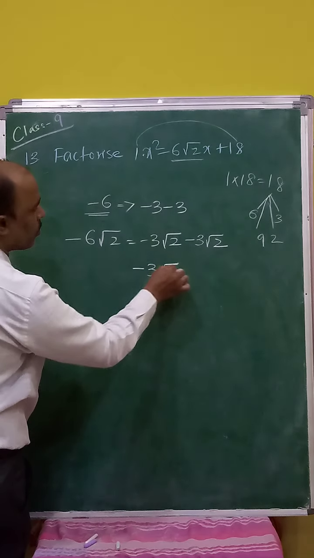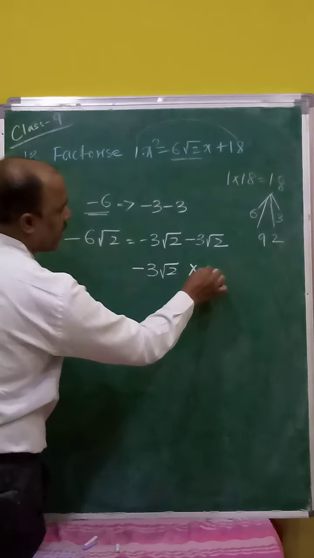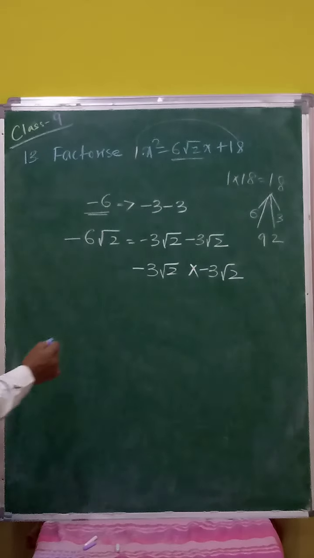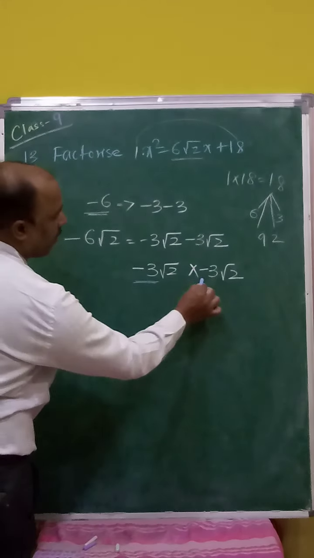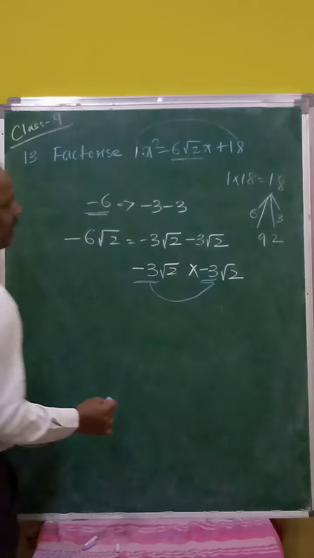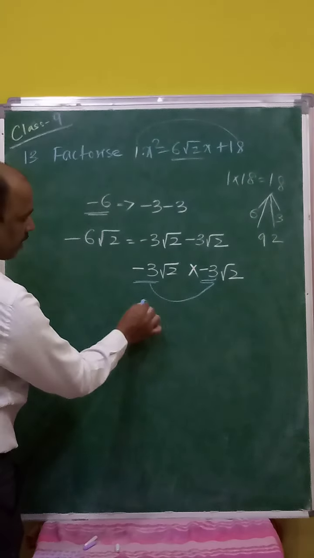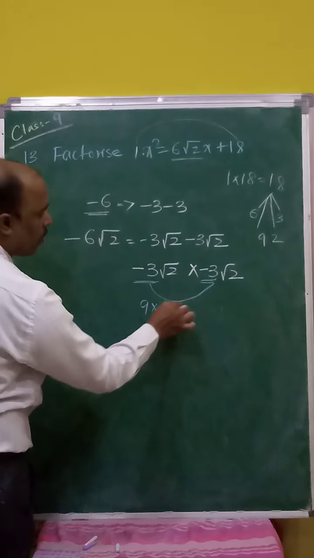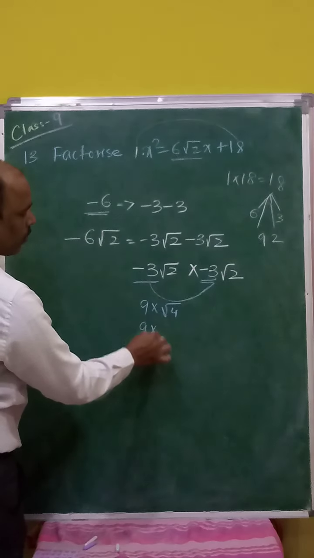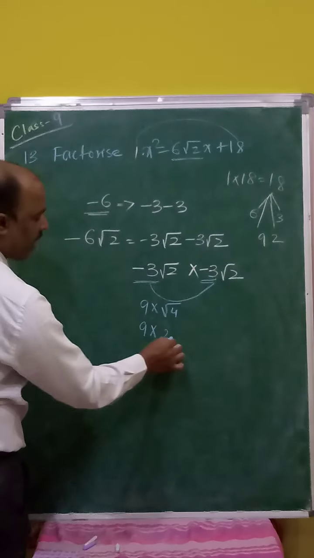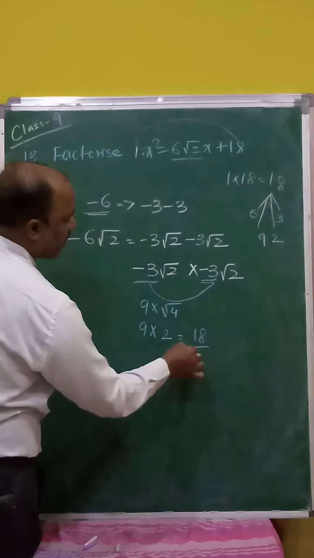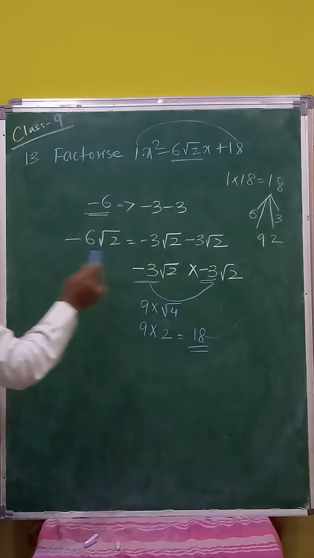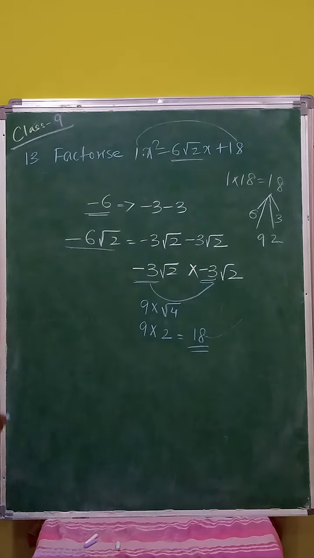Minus 3 root 2 into minus 3 root 2. First, rational numbers multiply. Minus 3 into minus 3 is plus 9. Root 2 into root 2, what is the answer? Root 4, and you know root 4 value. 9 2s are 18. I think you got it. When you multiply, you got 18. When you add, you got minus 6 root 2.